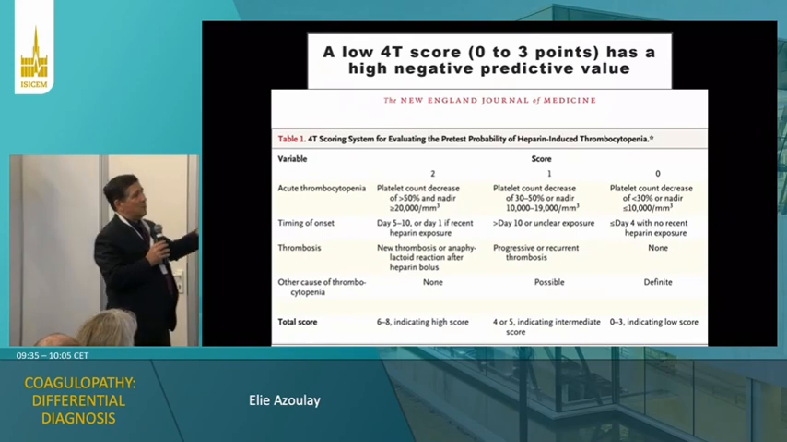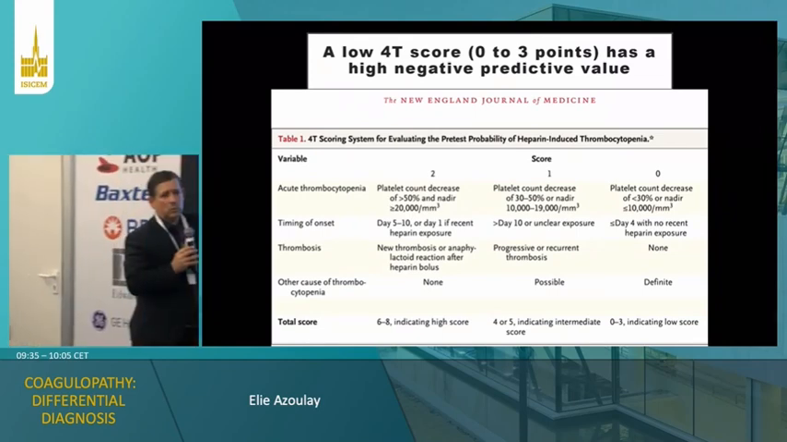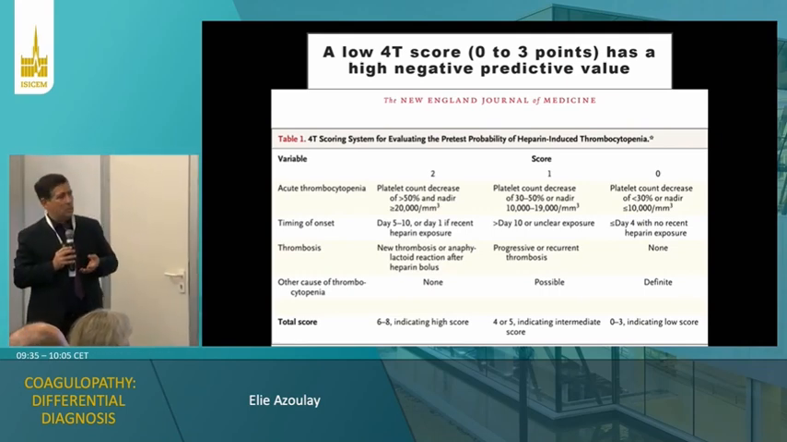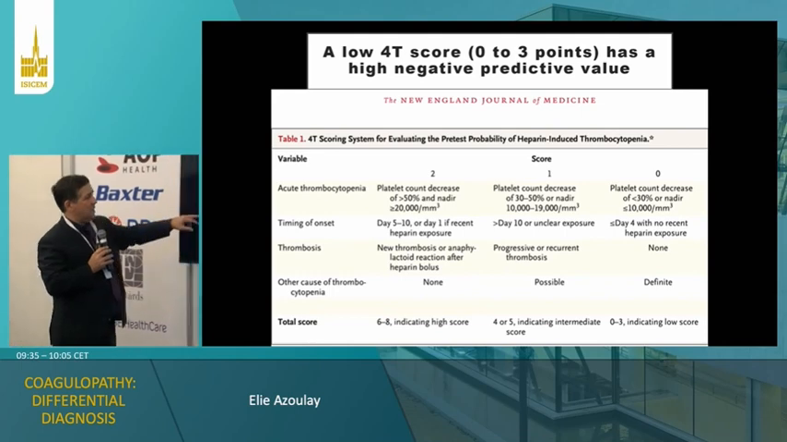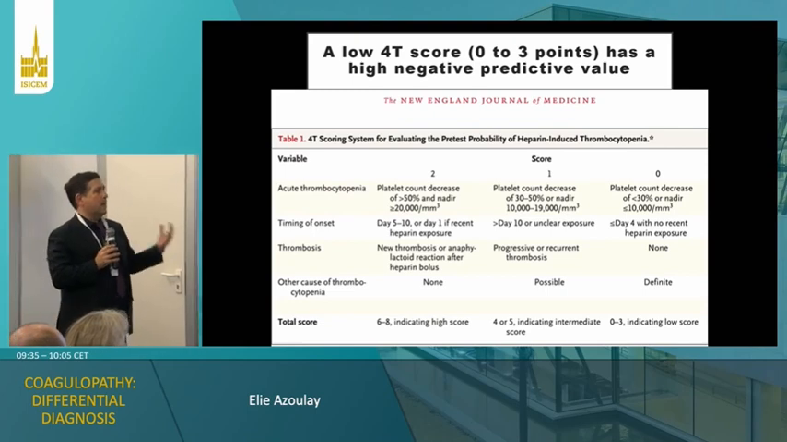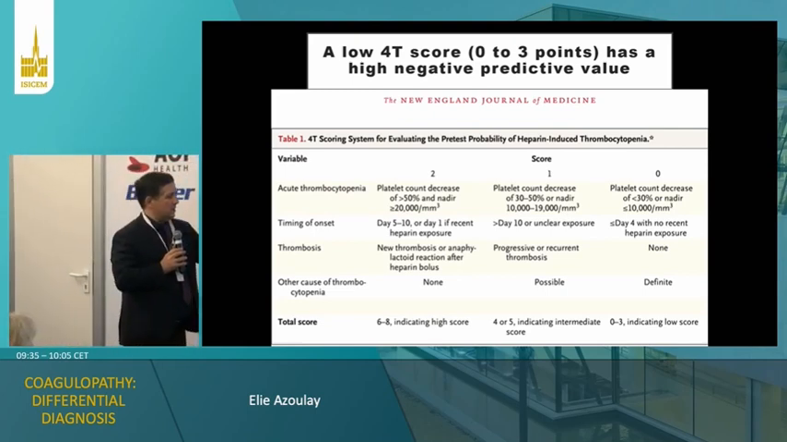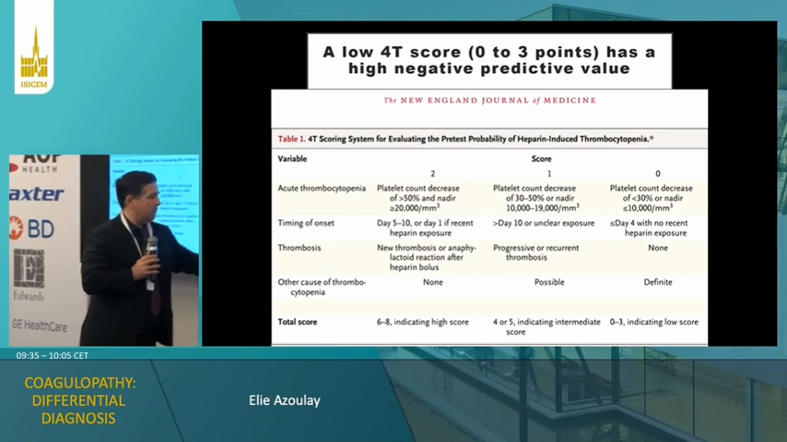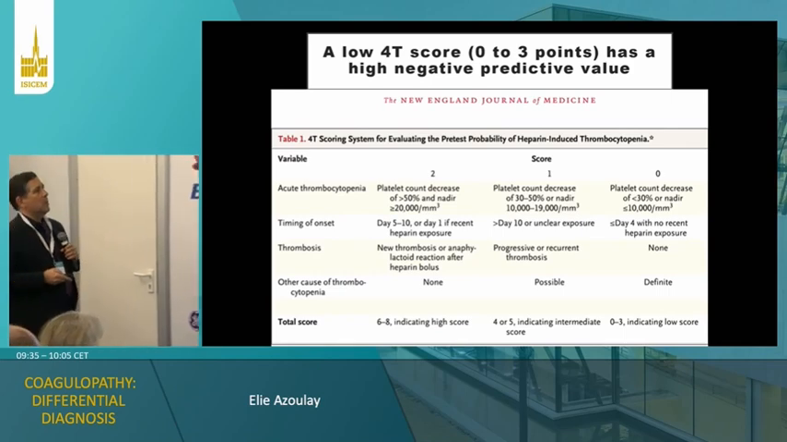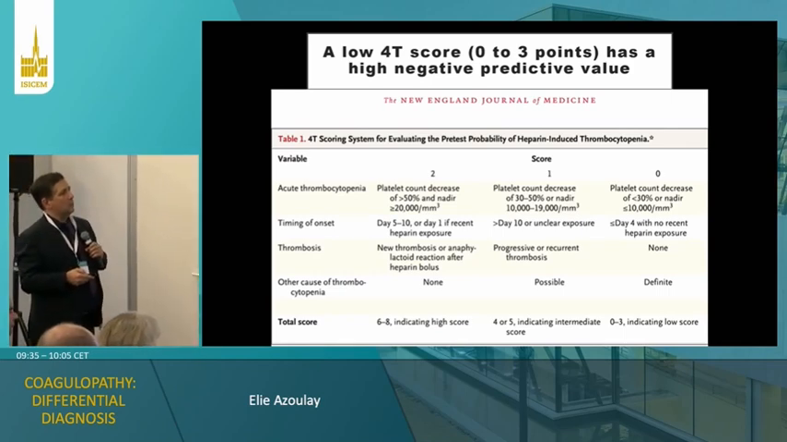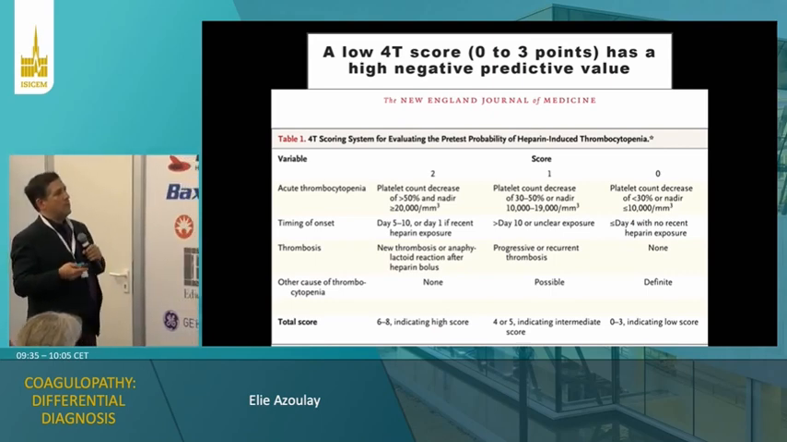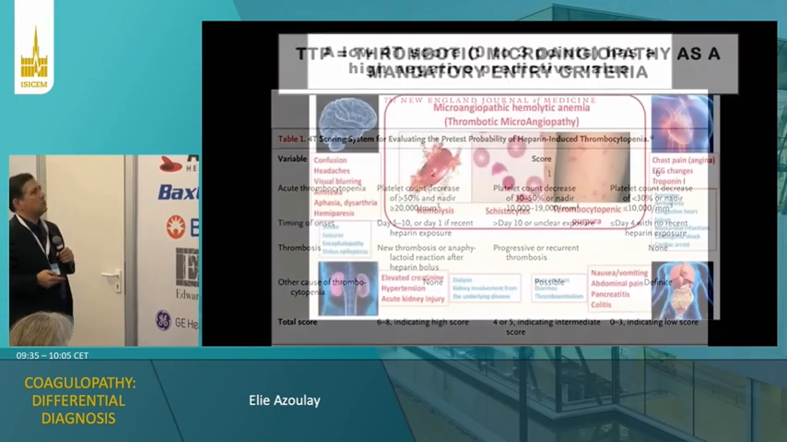And we have very clear criteria. It's 2-1-0, not 0-1-2. So you need to see what the thrombocytopenia is, what the timing is compared to heparin onset, whether there is a clinical thrombosis, and whether there are any other causes of thrombocytopenia. And then you have a total score: 6 to 8 is HIT, 0 to 3 is not HIT, and in between you need to think about it and maybe consider changing heparin to another anticoagulant anyway. So 0 to 3 has a very high negative predictive value. So if someone is on heparin and has thrombosis, this is really something you need to rule out.